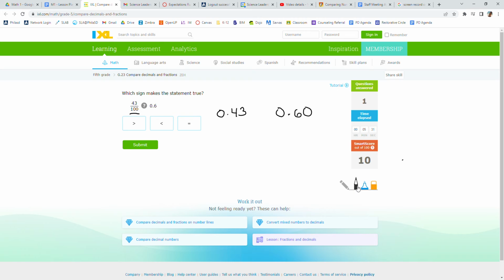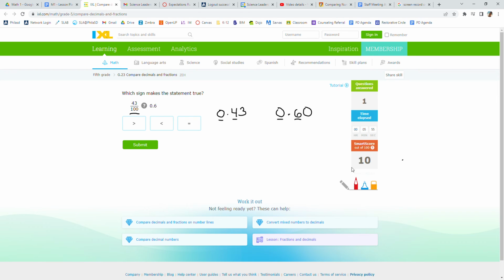Well, we want to look at the digits in our decimals from left to right. So we start with a 0 in our ones place. We have a 0 in our ones place here, so that doesn't tell us anything. But then next we have a 4 and a 6 in our tenths place, the first digit after the decimal. We have a 4 and we have a 6. Well, if we compare those two numbers, 6 is bigger than 4.